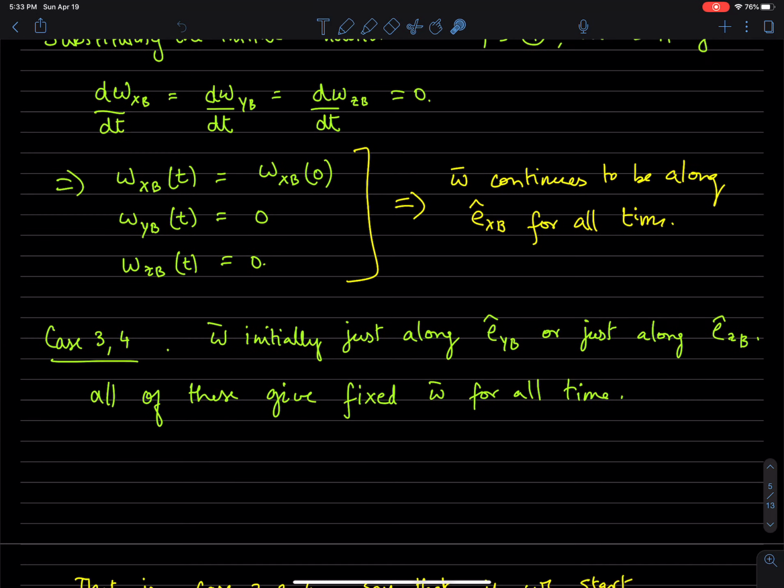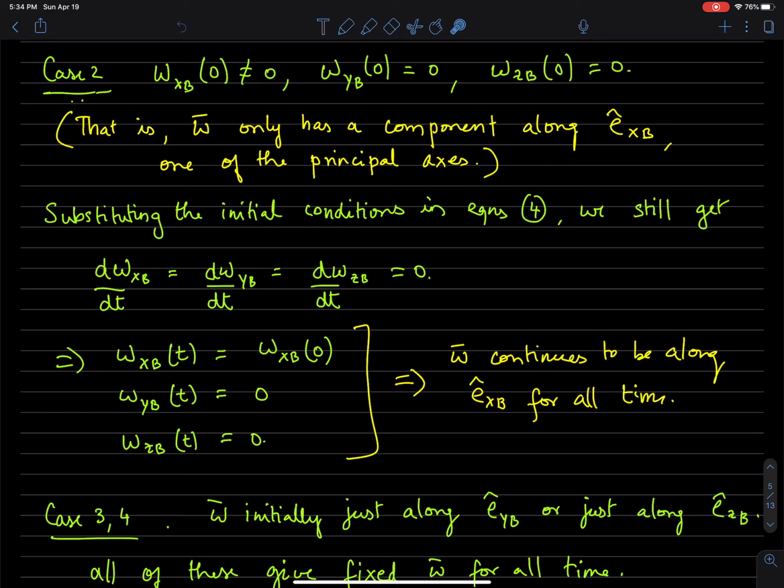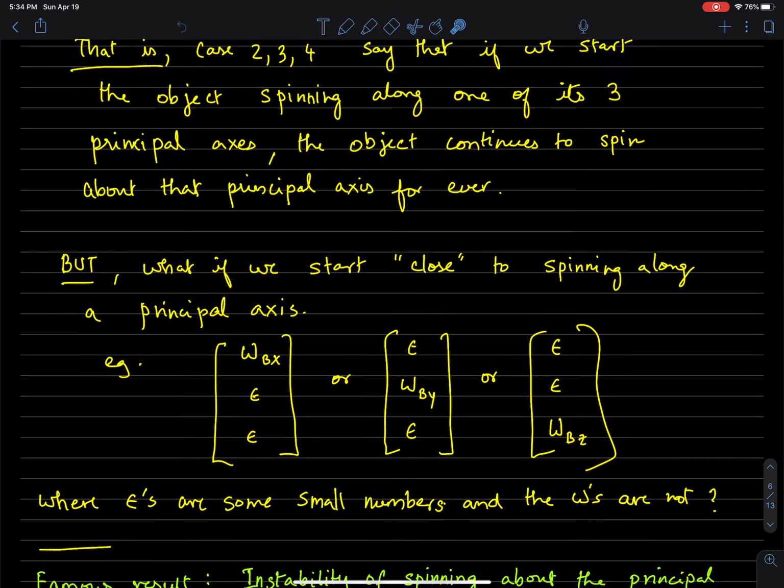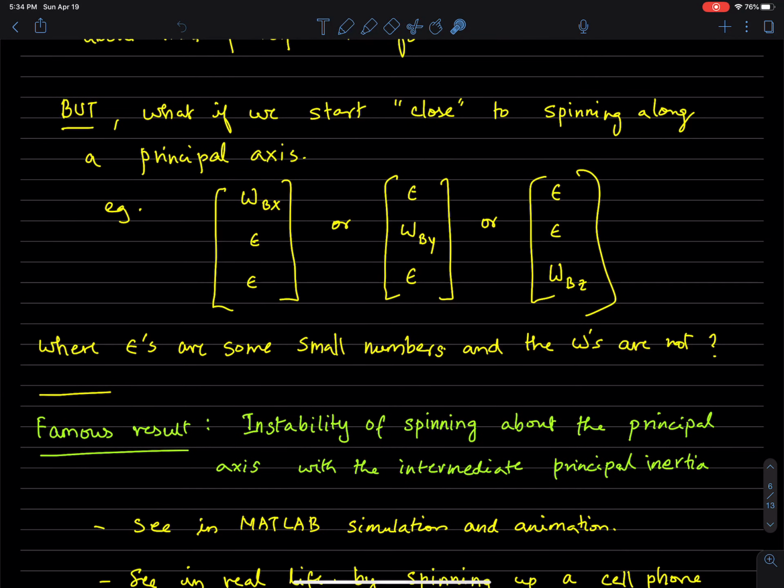Cases 2, 3, and 4 correspond to special cases where omega is entirely along one of the three principal axes. Case 2 was when it was along EXB, case 3 was along EYB, case 4 along EZB. And the result is that omega continues to remain in the same direction. In other words, the object will continue to spin with the same angular velocity, if it's spinning exactly about a principal axis.